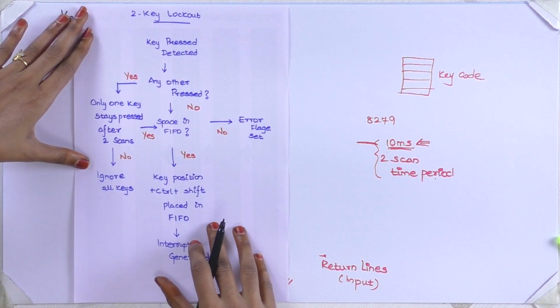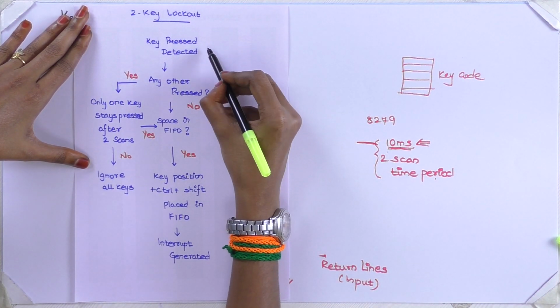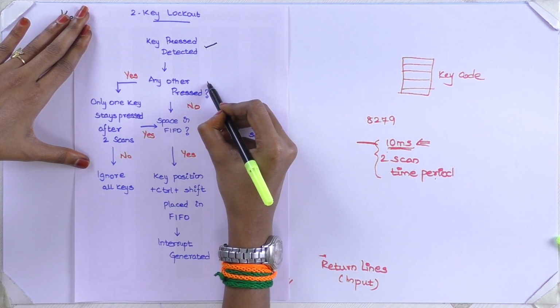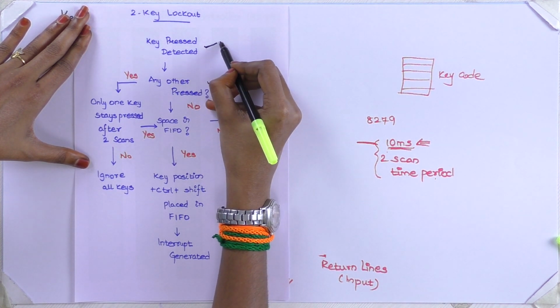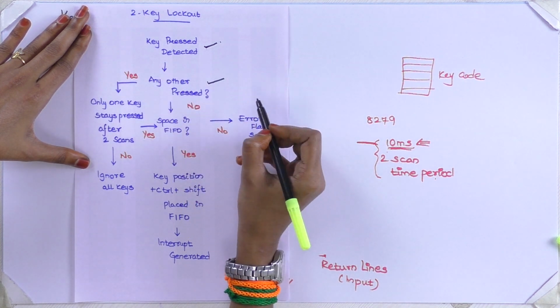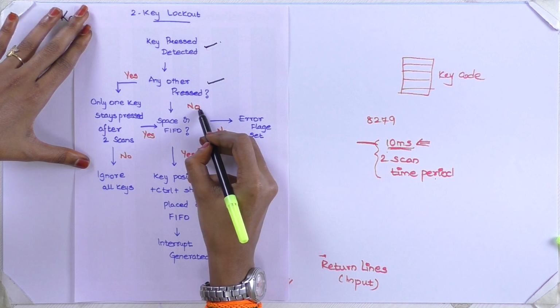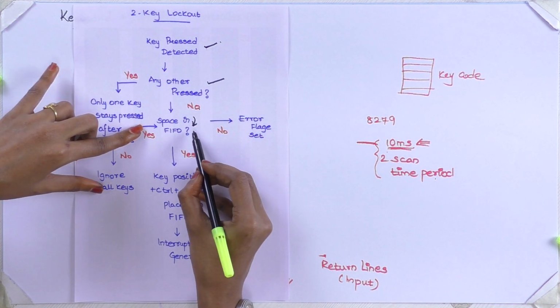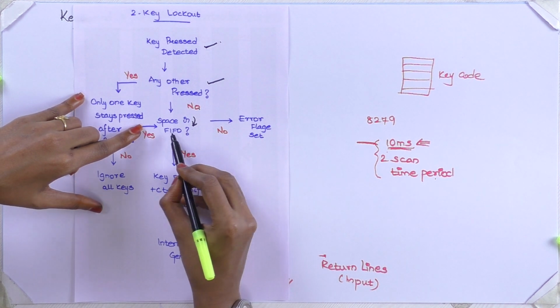Initially it will check whether a key has been pressed or not. Then it will check whether another key is pressed at the same time. If another key is not pressed, it will check for space in the FIFO, since we have to store the key code in the FIFO.